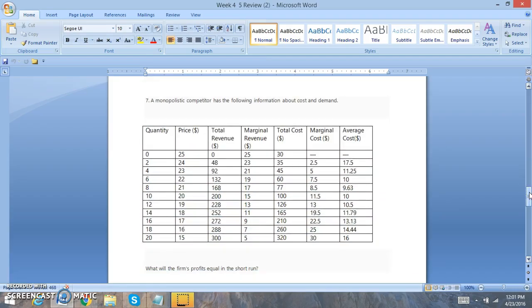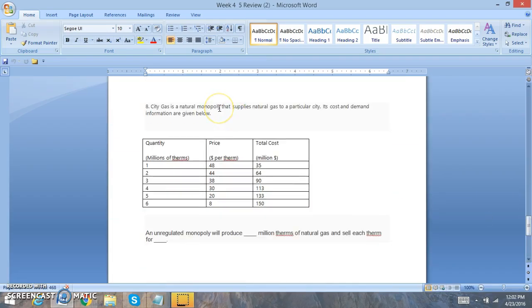Then you find where marginal revenue equals marginal cost. So now, where will the firm's profits equal in the short run? Look at marginal revenue equals marginal cost. Where do they equal each other? So if we look at right here, they would be equal right here. So this is where we'd be operating. And then the profits would be total revenue minus total cost at that level.